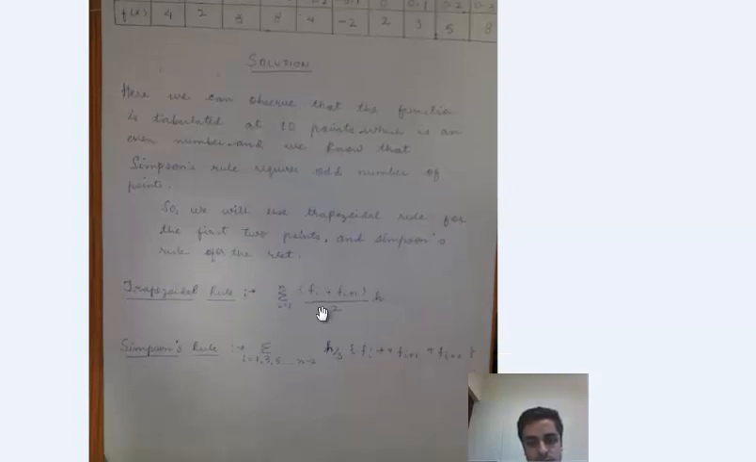Trapezoidal rule is the summation of f(i) plus f(i+1) times h by 2, where i is from 1 to n, and Simpson's rule is the summation of h by 3 times f(i) plus 4 f(i+1) plus f(i+2), where i is an odd number, that is 1, 3 up to n minus 2.